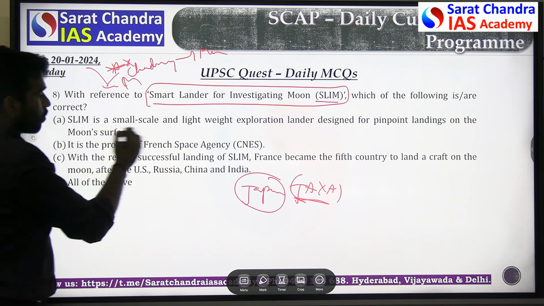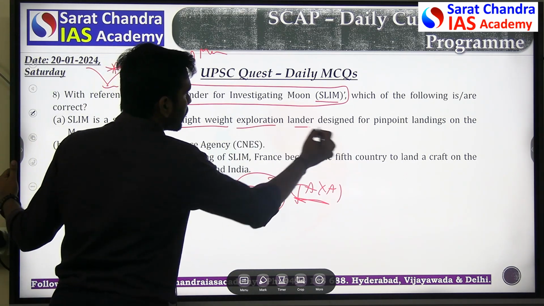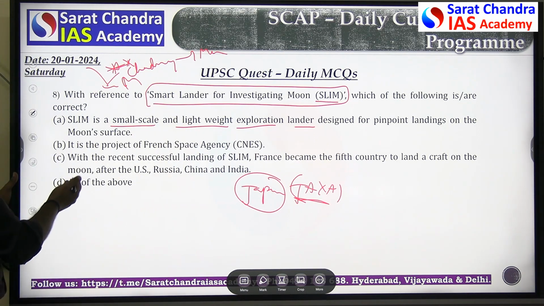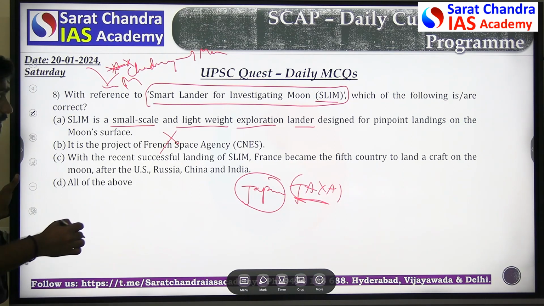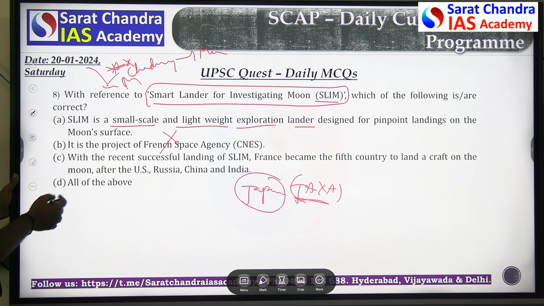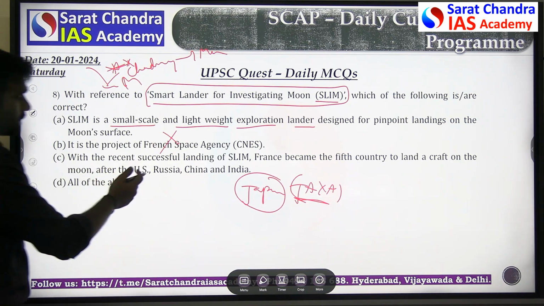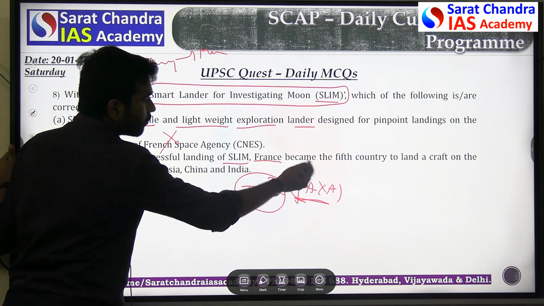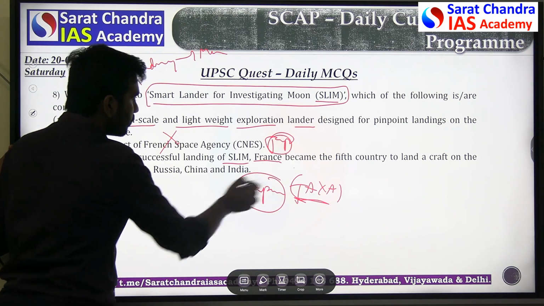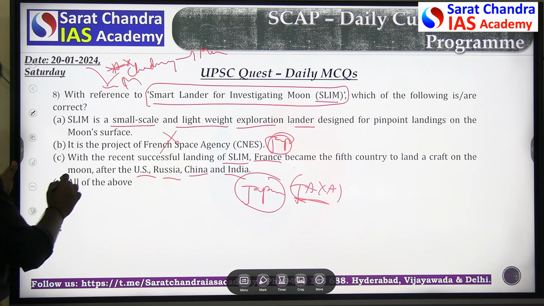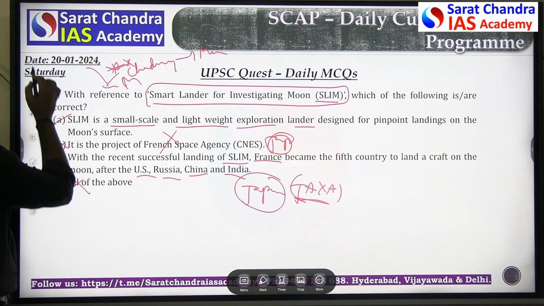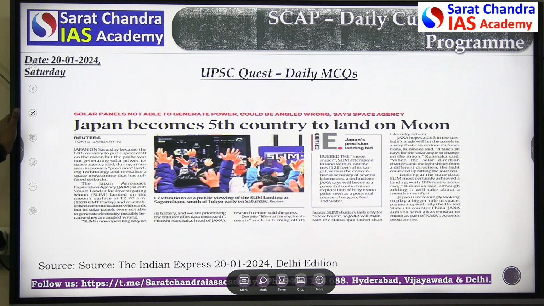SLIM is a small scale and lightweight exploration lander designed for pinpoint landing on the lunar scale. It is a project of French Space Agency. No, it is not the French Space Agency. It is the Japan Space Agency, JAXA. With the recent successful landing of SLIM, France became the fifth country. No, Japan became the fifth country along with the US, Russia, China and India to land on the moon. So this is the context. Japan became the fifth country to land on the moon. This is the article in Indian Express.